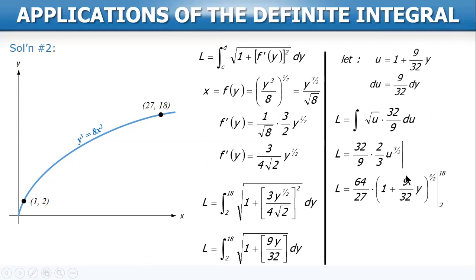Now, this is our u. 1 plus 9 over 32 y raised to 3/2 from 2 to 18. And so we substitute y, 18, and the lower limit to this one.